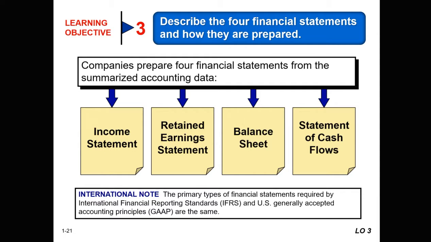All of these statements have a relationship between them. The retained earnings statement uses the results of the income statement, net income. The balance sheet and the retained earnings statement are also interrelated. The retained earnings amount on the balance sheet is the ending amount on the retained earnings statement. And the statement of cash flows reflects to the balance sheet information, and it shows how the cash account changed during the period.